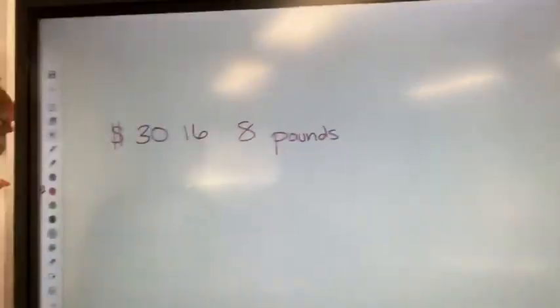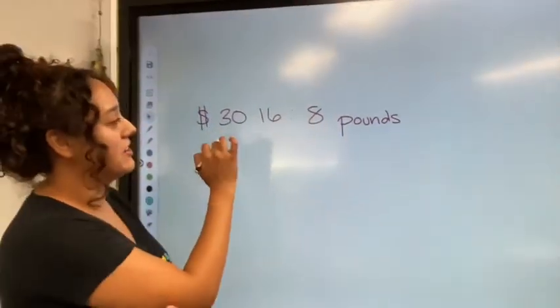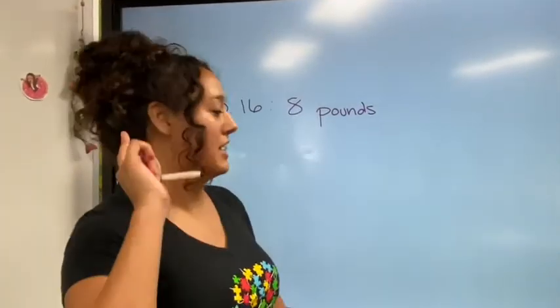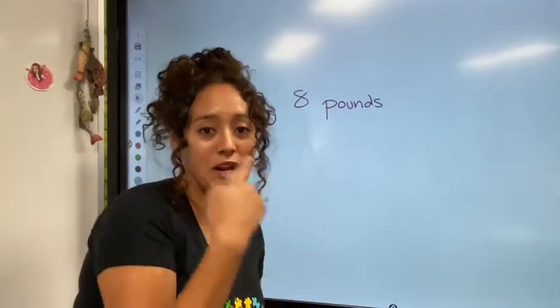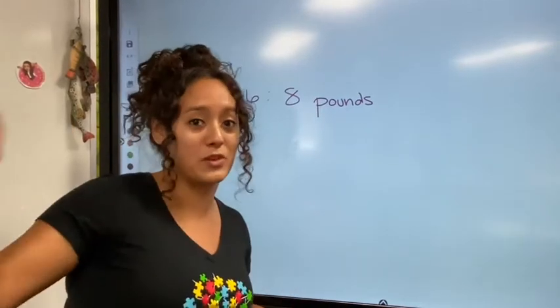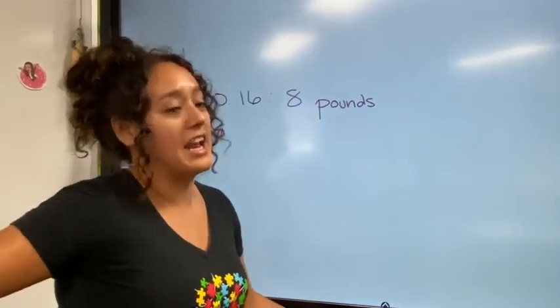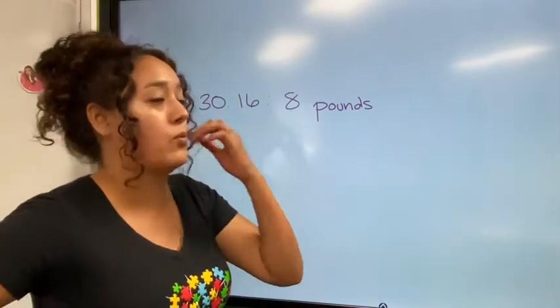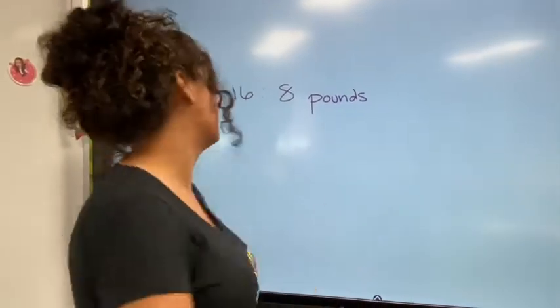Alright, so let's see. I have $30.16 comparing it to 8 pounds. This is something you can do right after this video, right after today's class. You can go to the store with your parents and say, Mom, I can figure out our budget because I know how to figure out what 1 pound will cost. Okay, so you guys can do this.